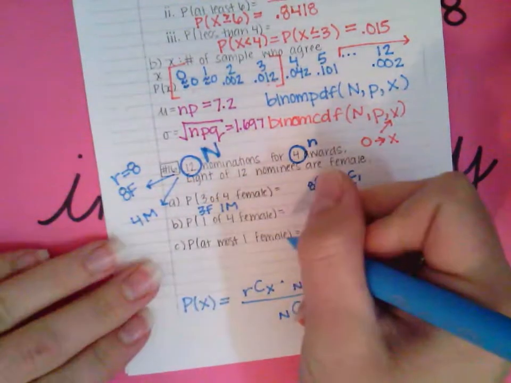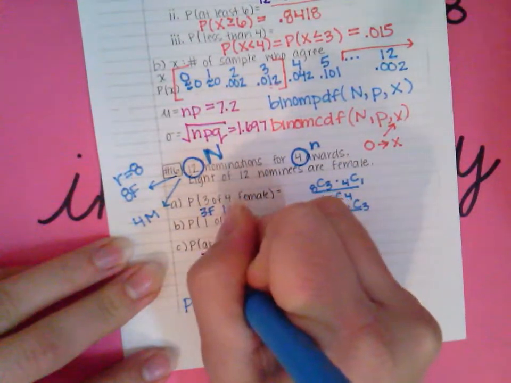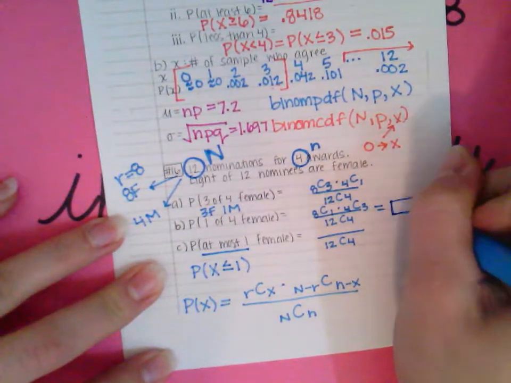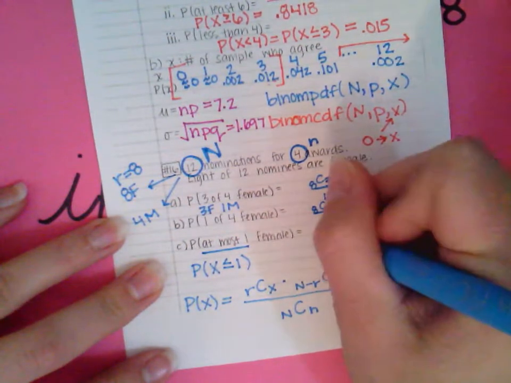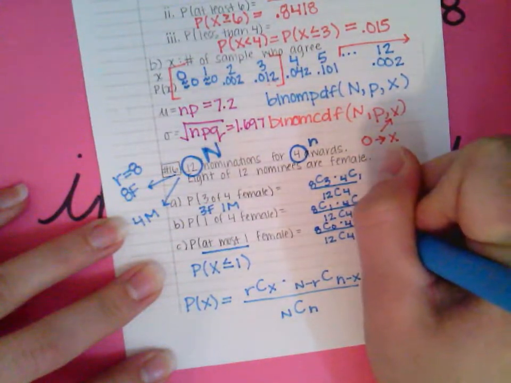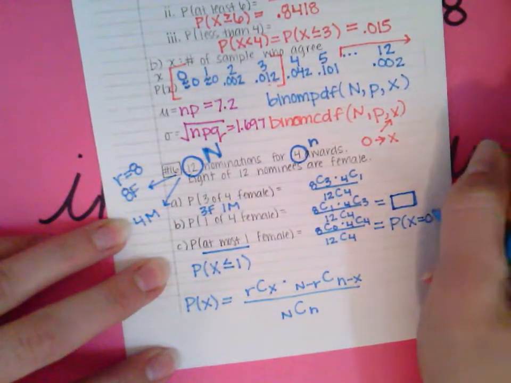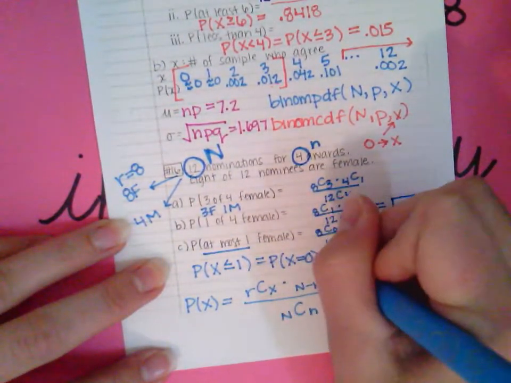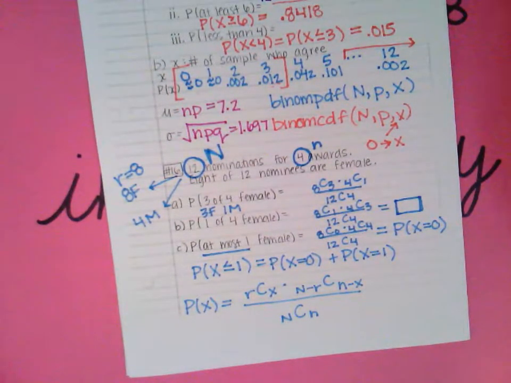At most 1 female. So at most 1 means what's the probability that x is less than or equal to 1? Well, you're already going to know the probability of 1 from part B. Okay, and so I need to figure out the probability of 0 and then add those together on this one. So 8 choose 0, 4 choose 4 out of the total. That's going to give me the probability of getting 0. And so then I'm going to do the probability x is 0 plus the probability x is 1 to get my answer here on part C.